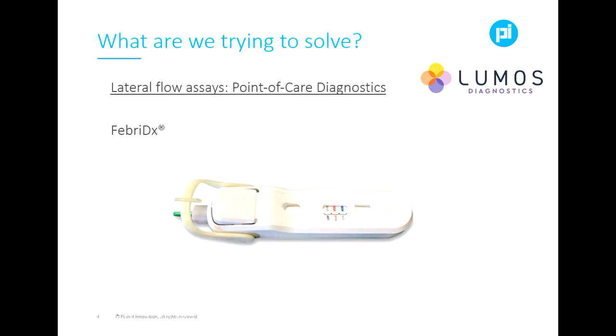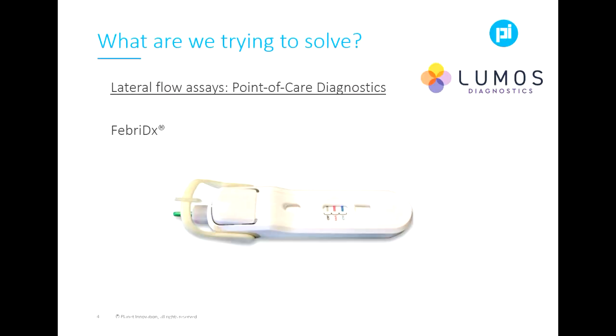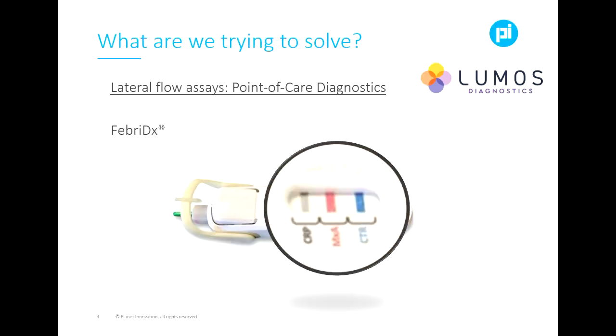So Lumos Diagnostics works a lot with what's known as lateral flow assays. These are single-use point-of-care diagnostic tests. This Fabridex shown here, for example, works on a finger prick blood test, and within about 10 minutes will tell you if you've got a bacterial infection, a viral infection, or if you're unlucky, both. And it does this through the little stripes that show up or not. Just read it by eye, very quick and easy to use.